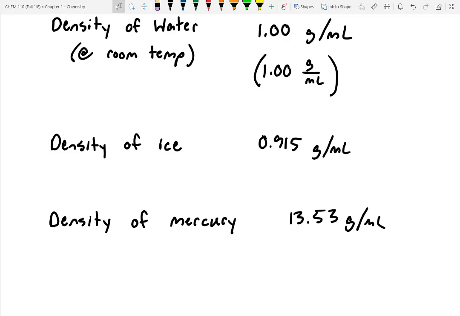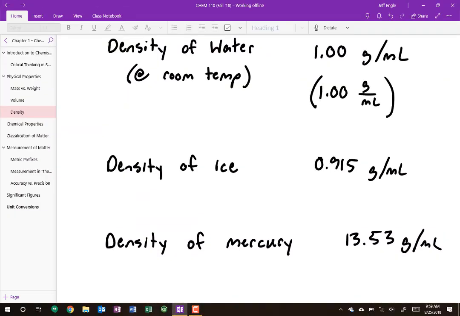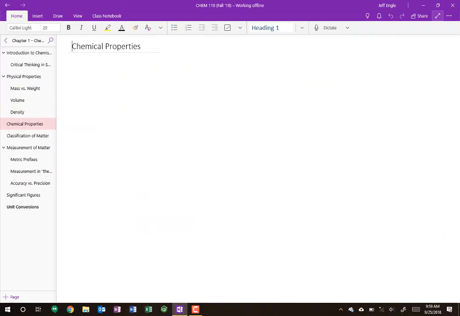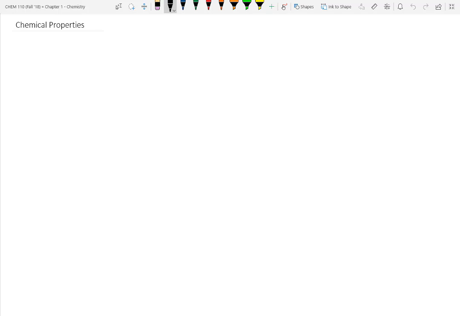All right, so changing gears, we're going to talk about chemical properties rather than physical properties. A chemical property describes how matter reacts with other types of matter.